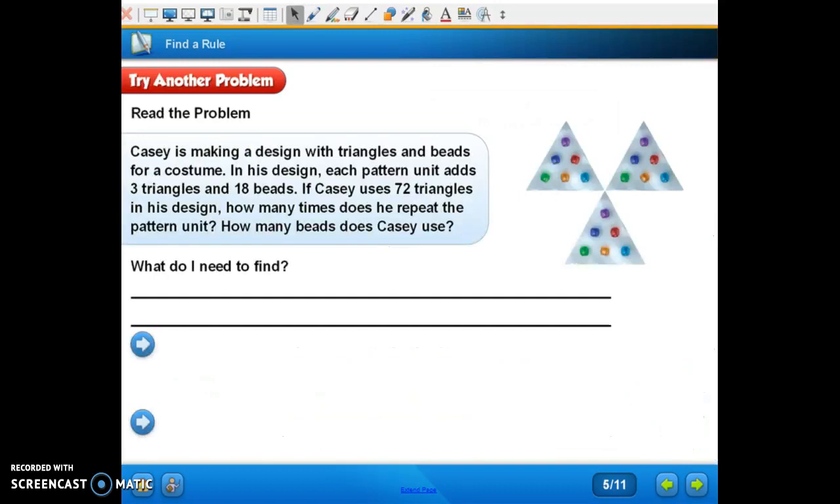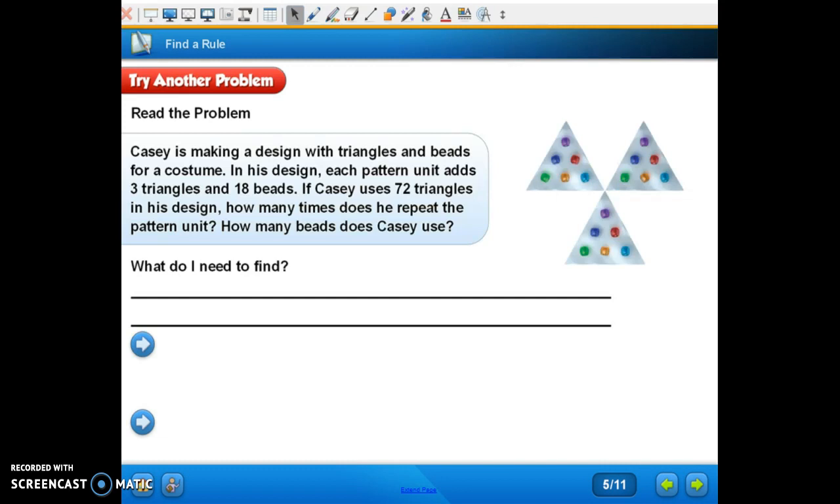Casey is making a design with triangles and beads for a costume. In his design, each pattern unit adds 3 triangles. So this is a pattern unit, what is right here. And 18 beads. If Casey uses 72 triangles in his design, how many times does he repeat the pattern, and how many beads does he use?